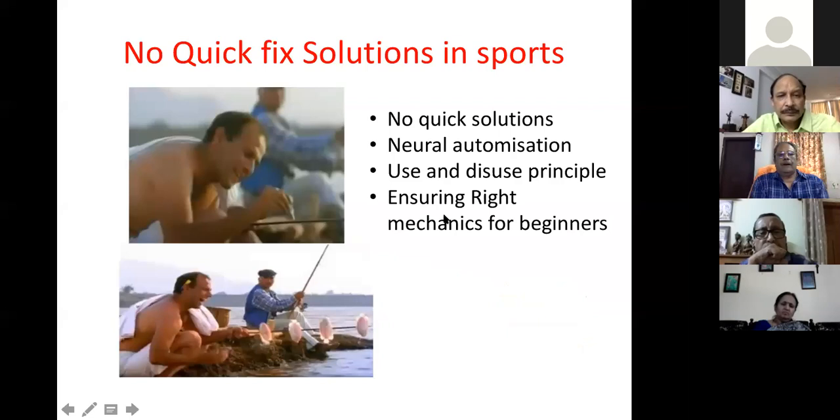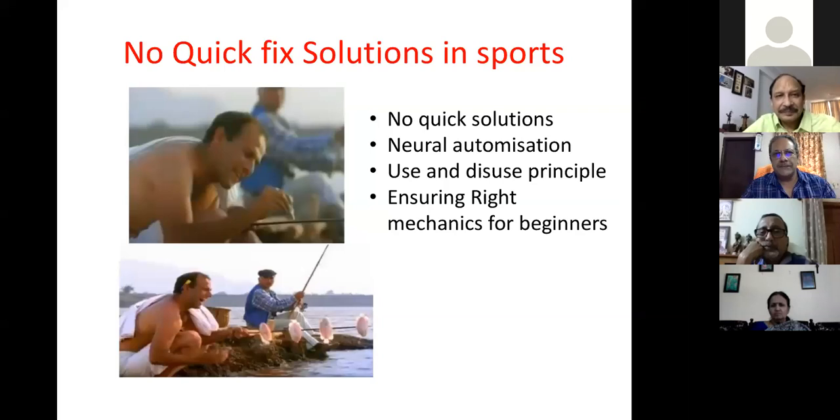Here, for the young generation, I just wanted to inform you: there's no quick fix for solutions in sports. Some time back, you must have seen an advertisement for Fevikwik. One guy is fishing, another guy comes with Fevikwik, puts it on a stick, and puts it into the water, and he gets lots of fish. But in sports, without sheer hard work, there is no possibility of attaining any achievement.